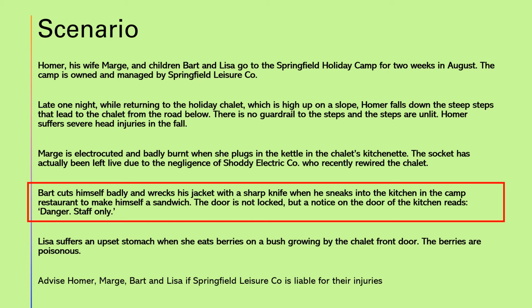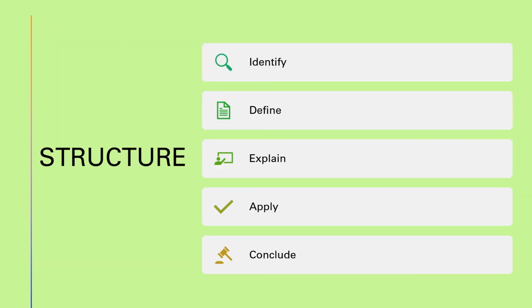Now the door's not locked, but a notice on the door of the kitchen reads danger, staff only. So Bart is a trespasser. For this we need to identify that Bart is a trespasser, and so for his injuries he could make a claim under the Occupiers Liability Act of 1984.